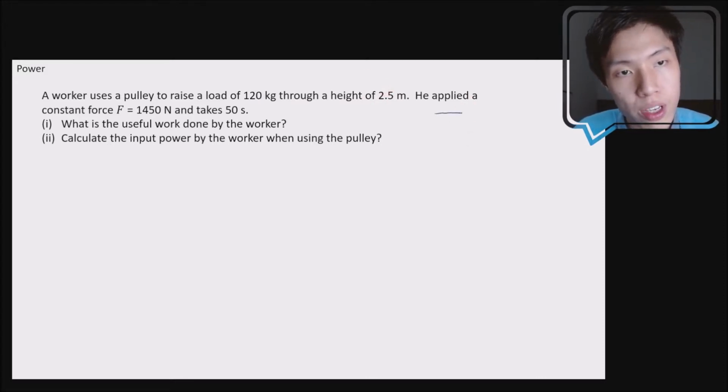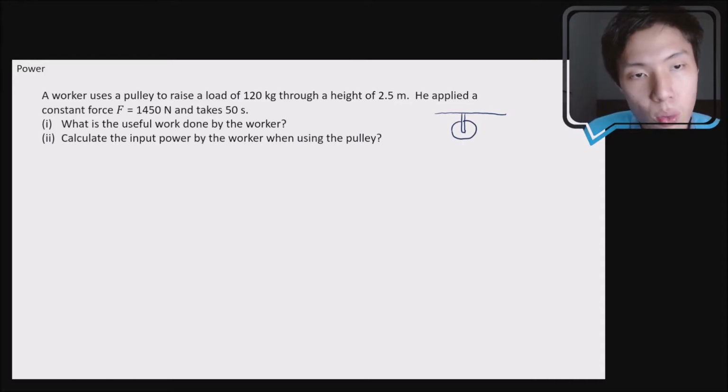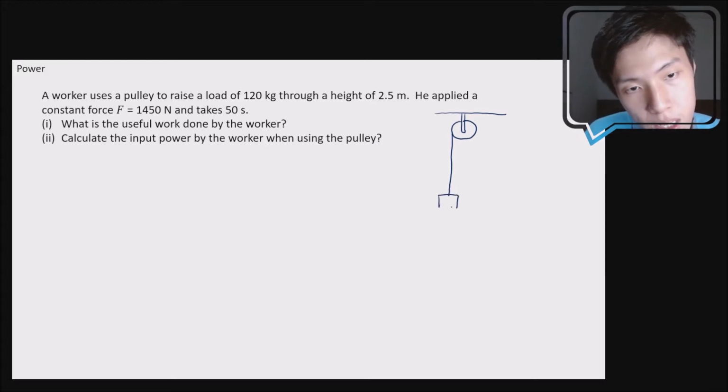You have a pulley. So assume the pulley is being hung at the ceiling, let's say. So let's say this is your pulley. Then on one end of the pulley, you have your load. And this load is 120 kg. Okay, let's write here 120 kg.